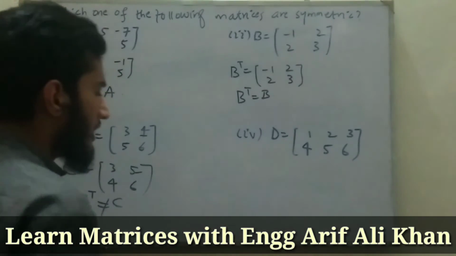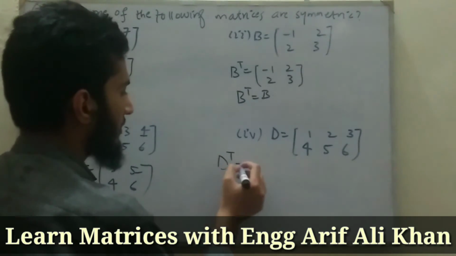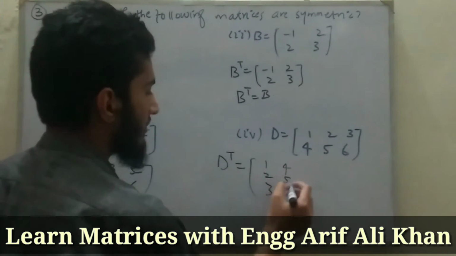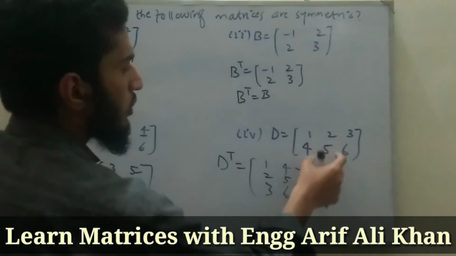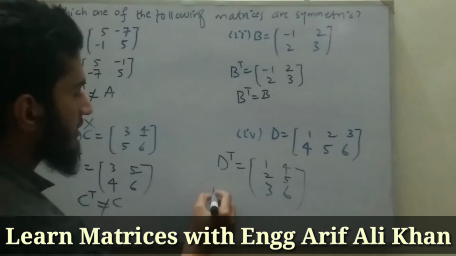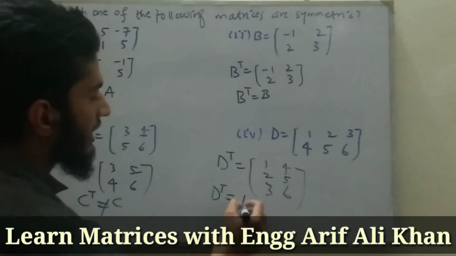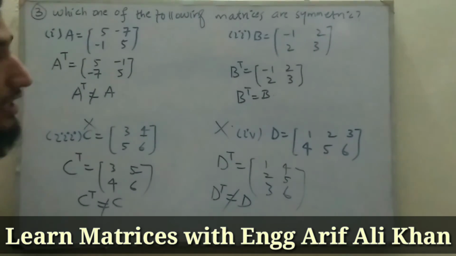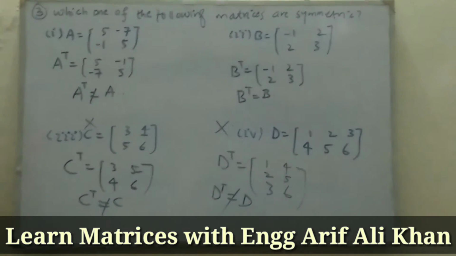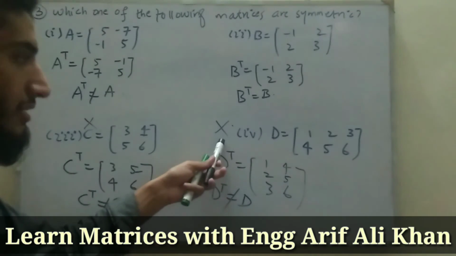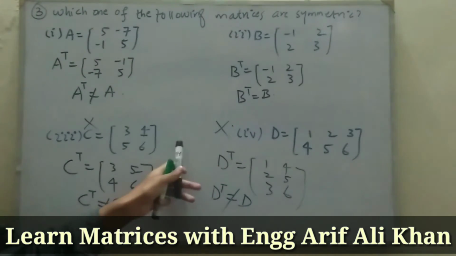Now check part 4. Taking the transpose D power capital T, convert 1, 2, 3 into a column and 4, 5, 6 into a column. So here it is 2 rows and 3 columns, and here it is 3 rows and 2 columns. So the orders are not the same. It means that D power transpose is not equal to D. So this also does not satisfy the basic definition of a symmetric matrix. It means that part 4 is not a symmetric matrix. So this is question number 3.